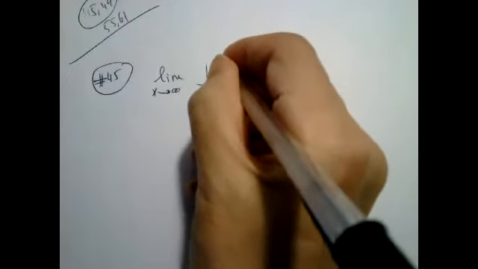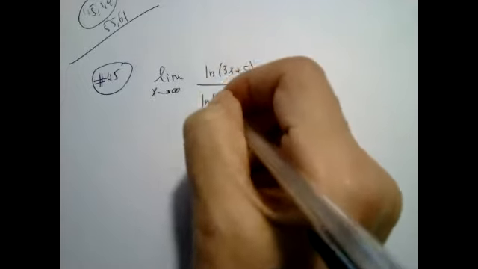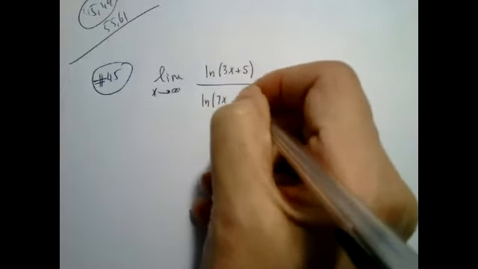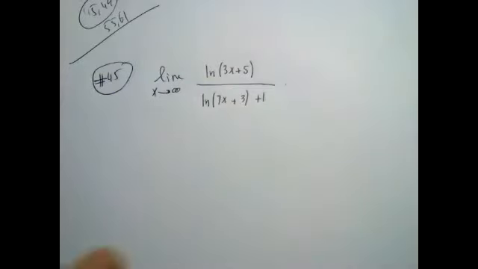And there are a bunch of limit problems. So we need to find the limit as x goes to infinity of ln of 3x plus 5 over ln of 7x plus 3 plus 1. Okay, so we need to find the limit.